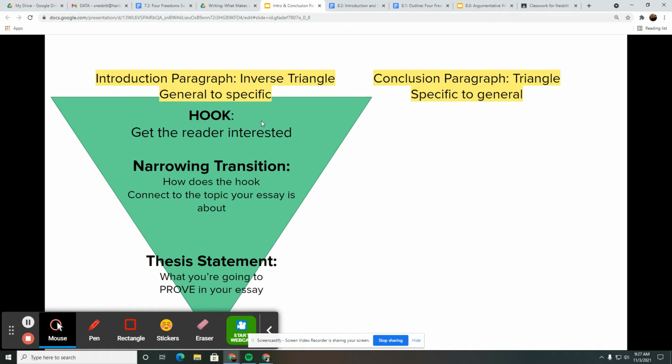Once you get to your hook, you have to then talk about a narrowing transition. So how does this beautiful concept or quote that you've now brought into the reader's view connect to the topic in your essay? And then the final thing in your introduction paragraph is the thesis statement. This is the last thing that should appear because this is the roadmap. It tells me what you're arguing and exactly the order in which you're arguing it.